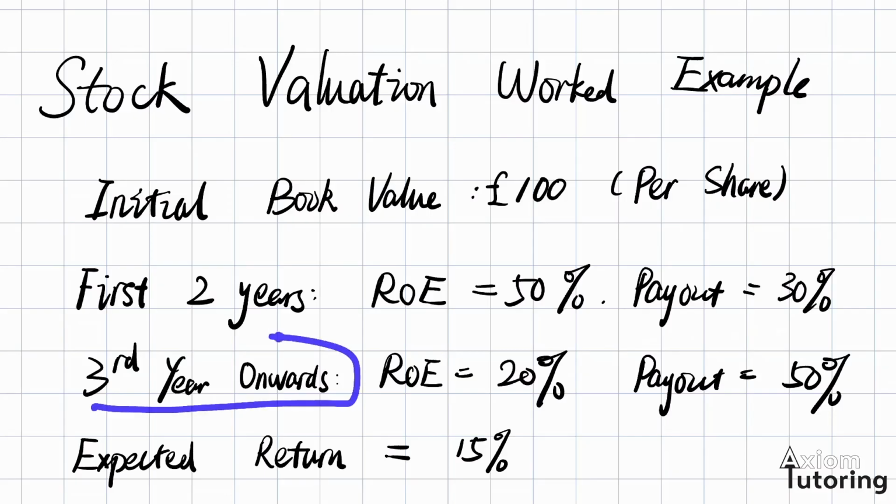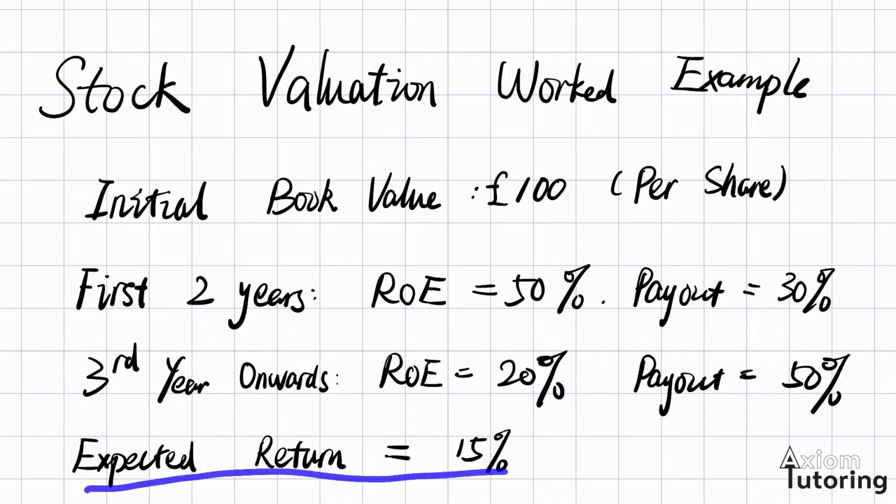And starting from the third year and onwards, the ROE is going to decrease to 20%. And the firm is going to pay out 50% of the earnings and reinvest the other 50%. Okay, and the expected return for this firm stays constant at 15%. So this will be used for the discounting.